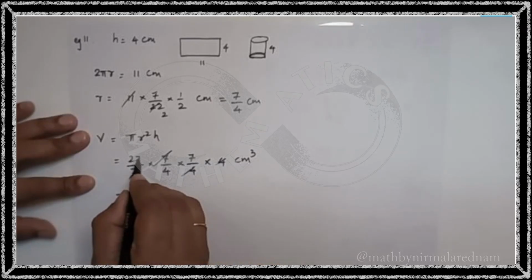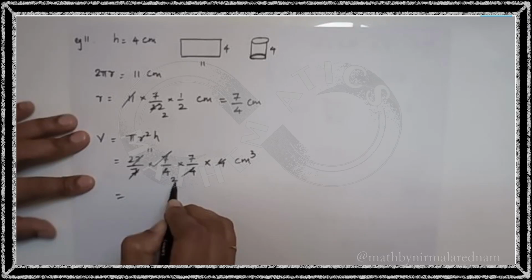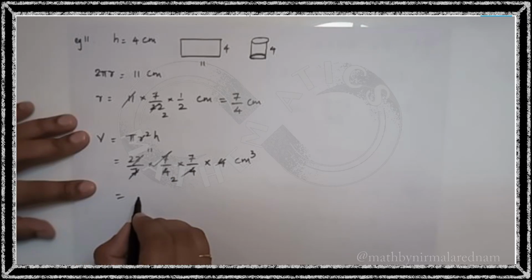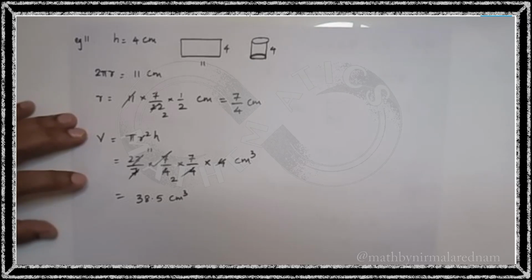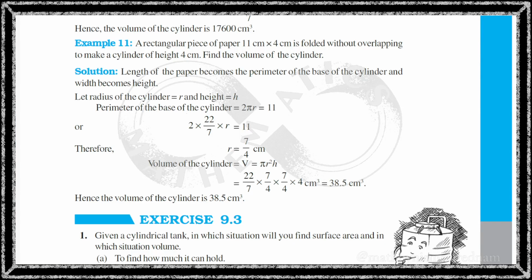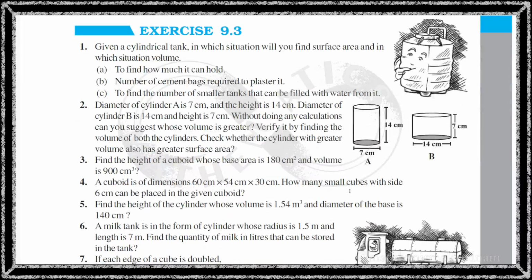So I have 11 by 2 into 7, that is 77 by 2. When I simplify 77 by 2, I'm going to get 38.5 centimeter cube. So that is the volume of the resulting cylinder. You can see they have got the same answer, right? So let's move on to the exercise.